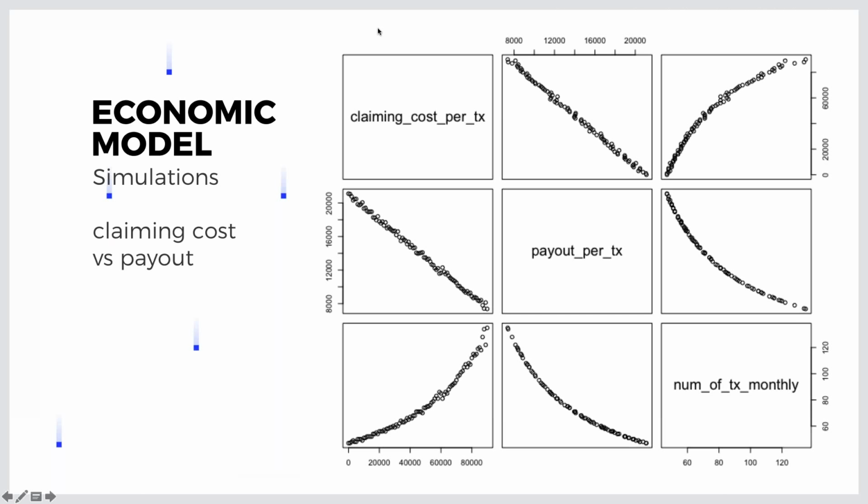Yep. So we have the payout per transaction, which is relative to the claiming cost: the lower the claiming cost, the higher the payout. You can see that here. The payout basically goes to zero when the claiming cost is over some amount. That gives us the need for better, more scalable and more optimized implementation.